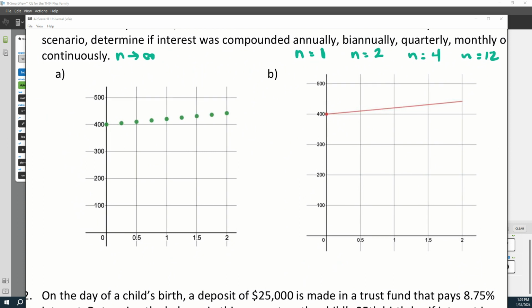What do you guys say about A? How many times did the interest accrue in 2 years? I don't think so. It started here. 1, 2, 3, 4, 5, 6, 7, 8. So 8 times in 2 years means 4 times in 1 year. So this is going to be quarterly.